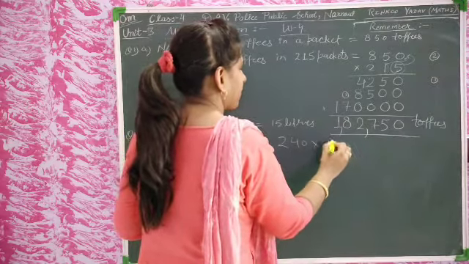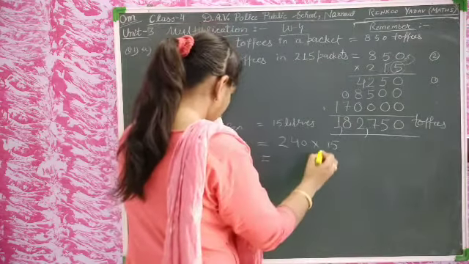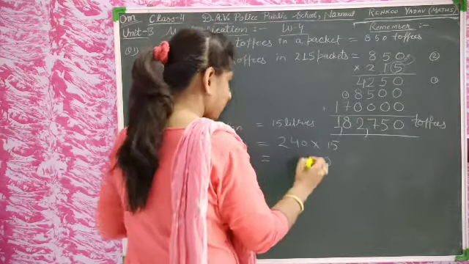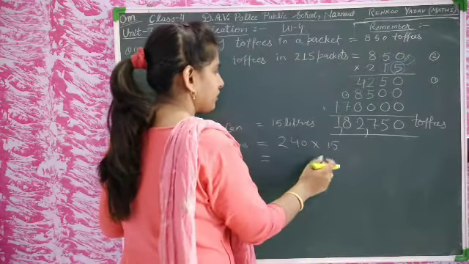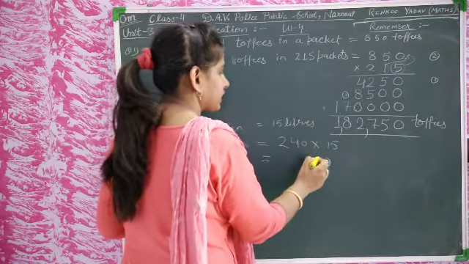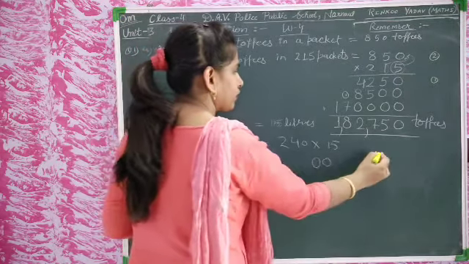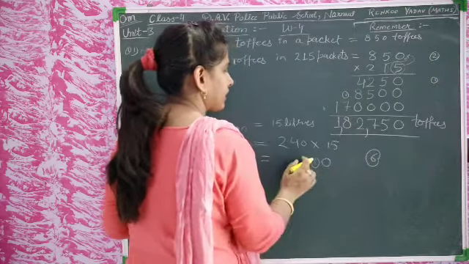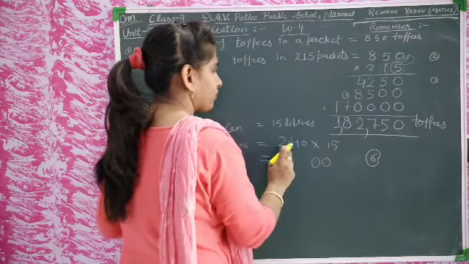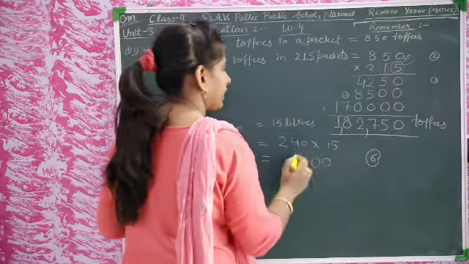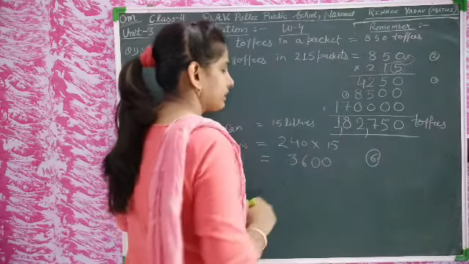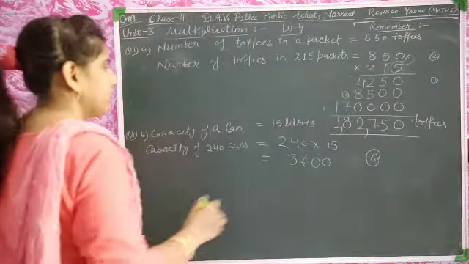The answer is 240 into 15. That equals, we will get 15 into 0, 0. 15 into 4, 60, 0 is there, and 6 at the hundreds place. 15 into 2, 30, and 30 plus 6, that is 3600 liters.